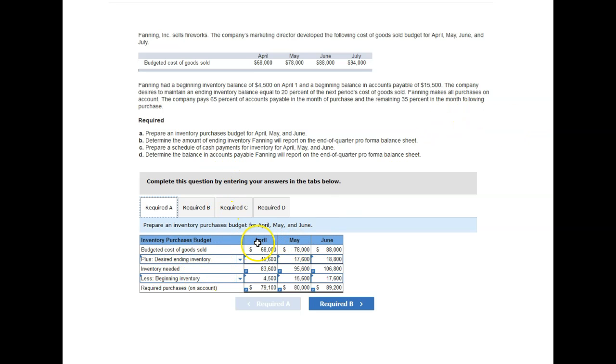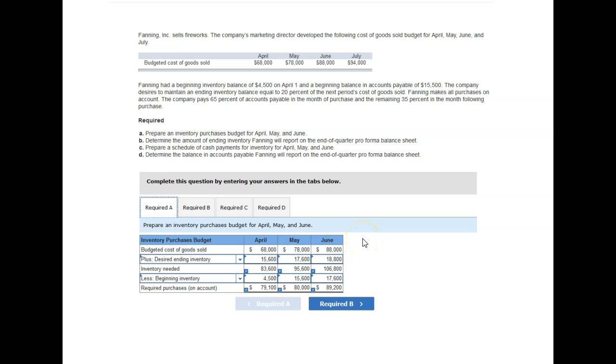Well, first of all, in April, the budgeted cost of goods sold is $68,000. 68 drops in. And we can go ahead and see that May's expected cost of goods sold, you drop that in, as well as June. So all these are given to us. We're trying to find out how much we need to purchase in each of these months. All right. So if we need $68,000 in budgeted cost of goods sold, plus, remember, at the end of any one month, we want to have 20% of the next month's cost of goods sold on hand. That means we need to have in inventory a total of $83,600 during the month.